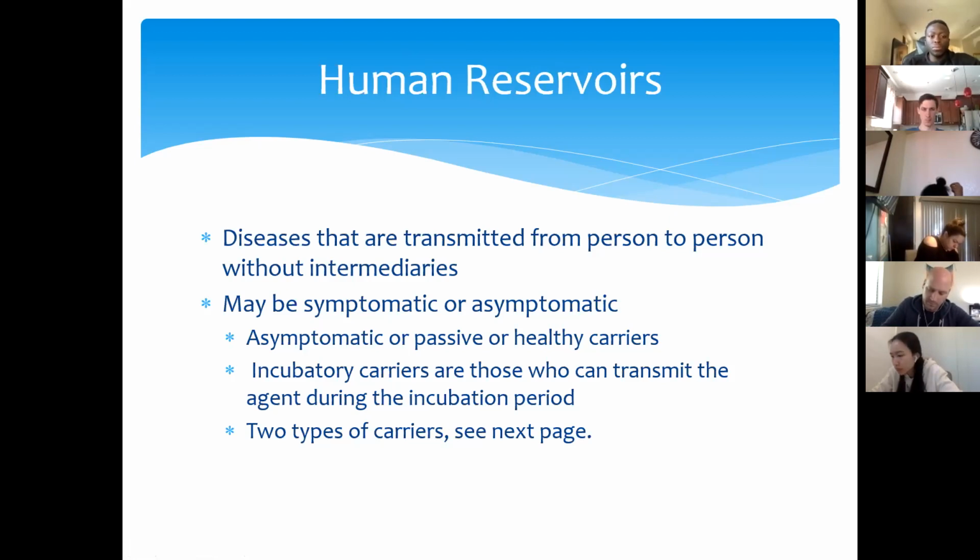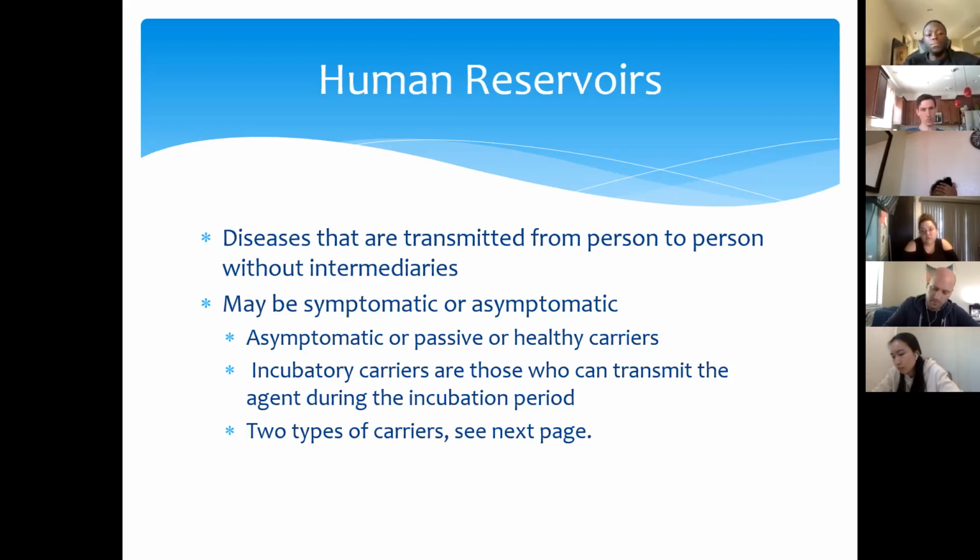Now we could still transfer from person to person with an intermediary. If someone goes to the bathroom carrying a microorganism and doesn't wash their hands, and they touch something, and then somebody else comes behind them and grabs the bathroom door handle, and then they become sick. Or preparing food after not washing your hands.